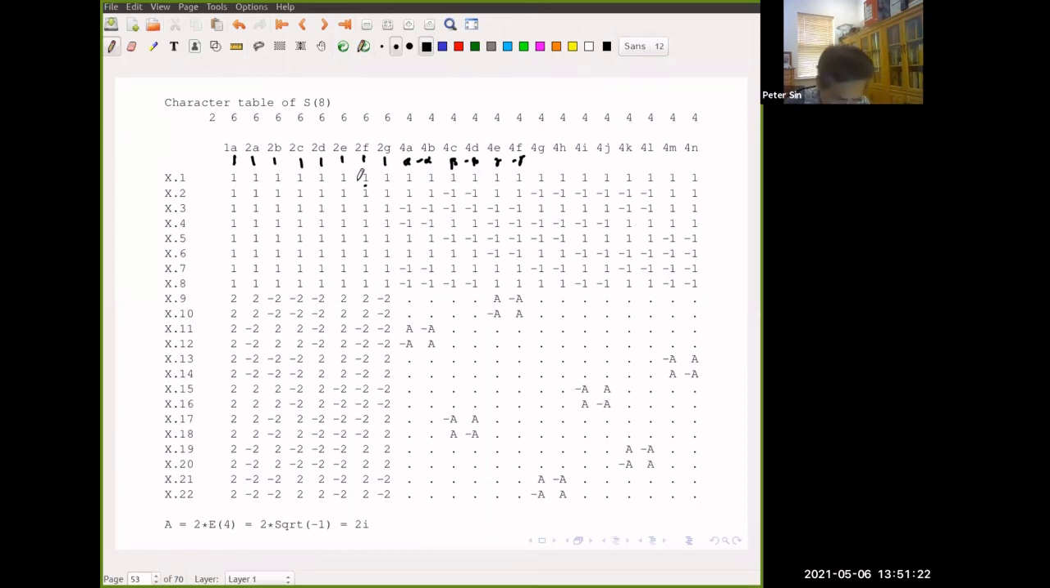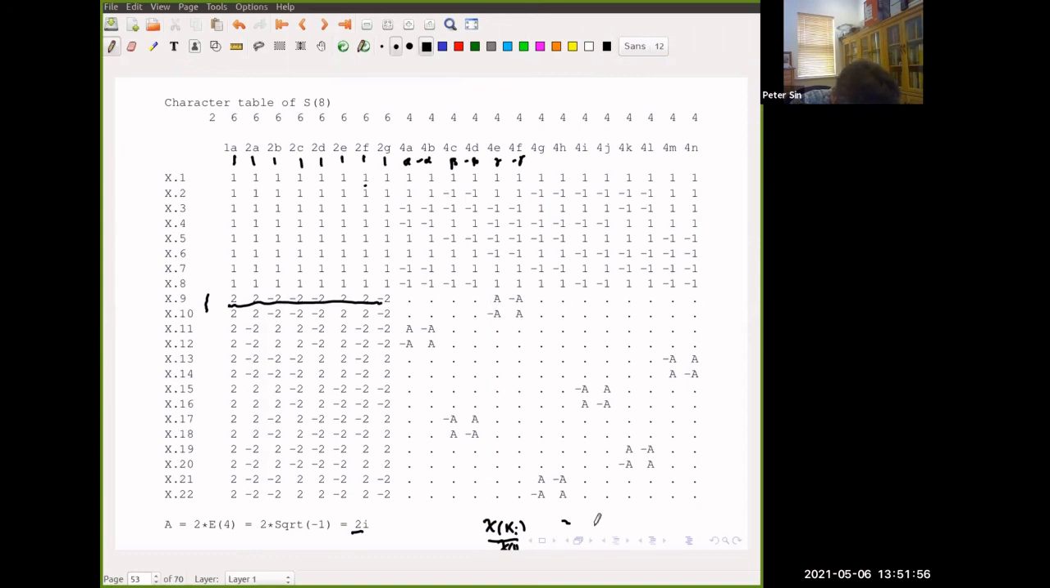Whereas for these characters here, when I add them up, I get 0 contribution from this part. These will be 0. And here, because I've taken opposite signs, I'll get a 2i and a 4i, but then I have to multiply by the size of the conjugacy class, which is 4, and I have to look at chi of ki over chi of 1.